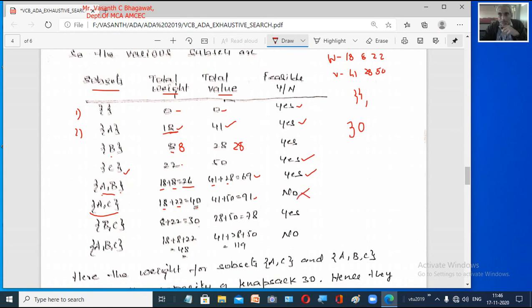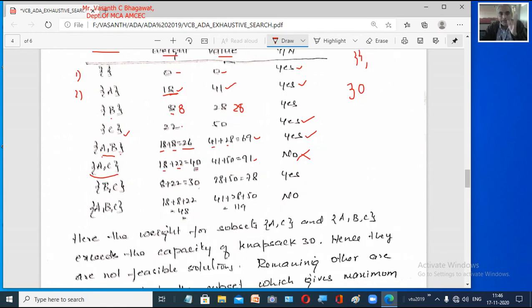So not feasible means you cannot select items A and C, because when you select A and C, even though the profit is 91, the weight of these two items becomes 40, which is greater than 30, so you cannot select these two items, right?